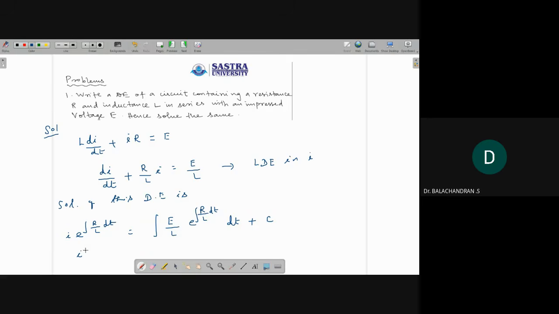Now this is I into e power, and if you integrate this, you get RT by L. So E by L integral e power RT by L into dt plus C. Now next you need to integrate e power RT by L. I'll write in the next page.